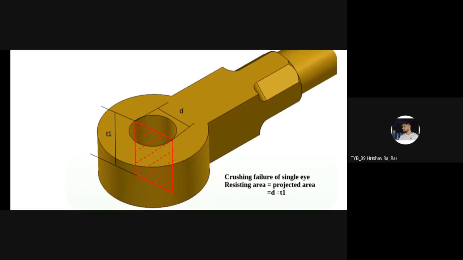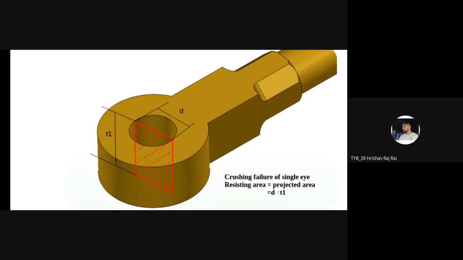Now, the area which is undergoing the crushing is a circular area. But for the sake of simplicity, as we have a habit of neglecting something and considering whatever we want, here we are going to consider that curved area as having a straight part.